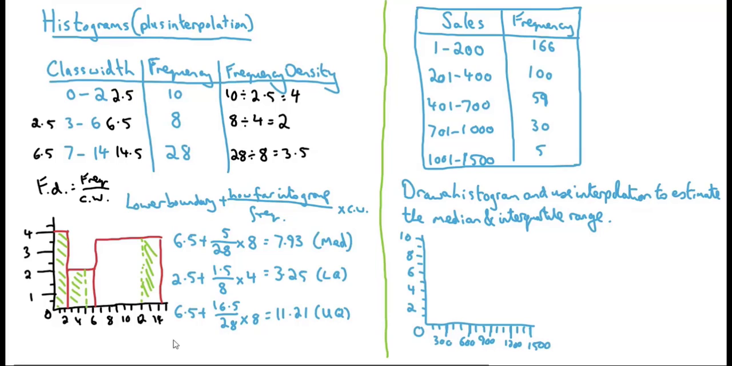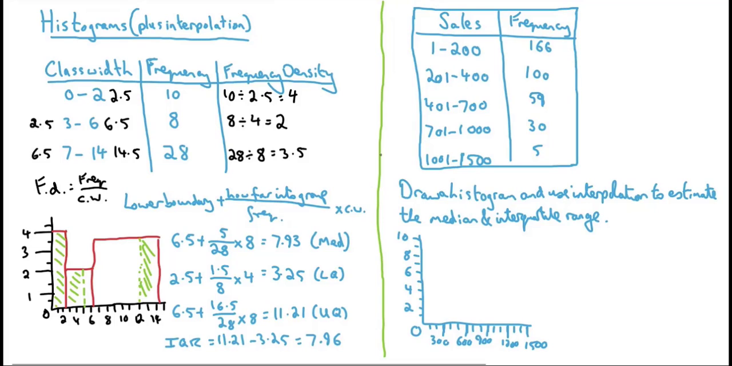If from this you also wanted the interquartile range, which is your upper quartile minus your lower quartile, measuring the spread of the data on average, you'd be then doing your 11.21 minus your 3.25. That would leave you with 7.96 as your interquartile range.